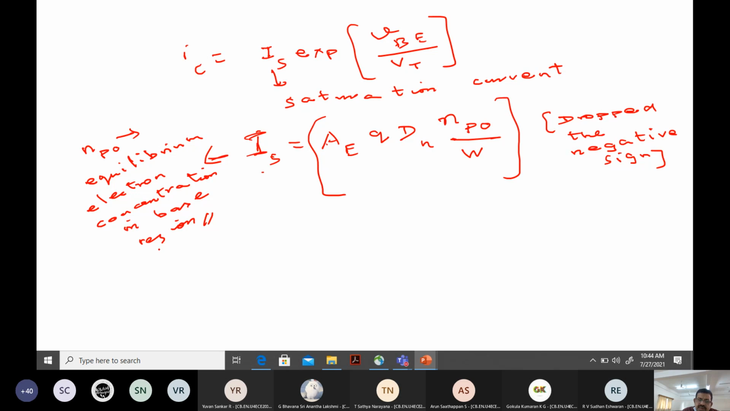Equilibrium electron concentration in base region. The moment I say equilibrium, the saturation current is always an intrinsic parameter of a transistor. It will be of the order of 10 power minus 12 to minus 18 ampere, which we have seen earlier, long back. The same thing applies here, except that we are dealing with a two junction device instead of a single junction as in a diode. So that is the equilibrium electron concentration in the base region, that is, in the absence of external bias.